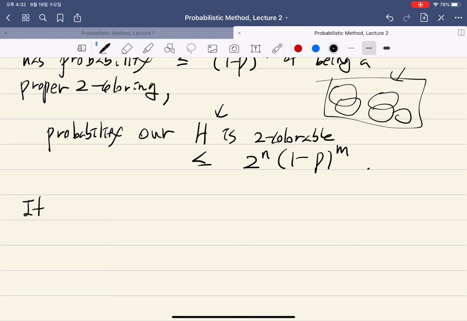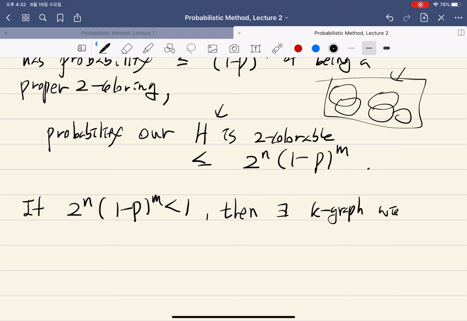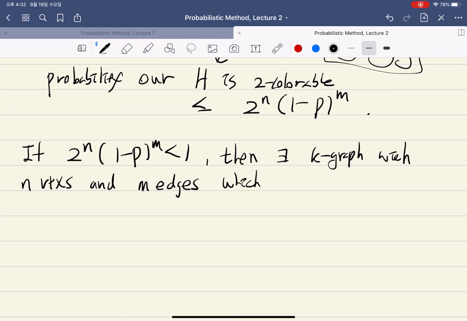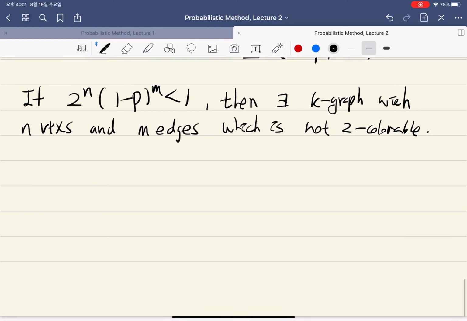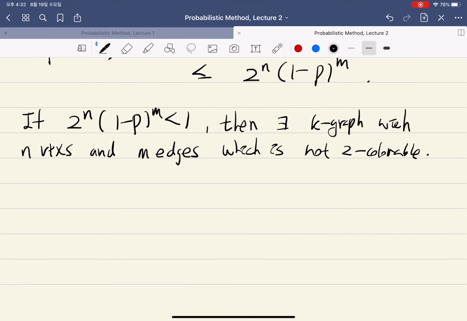So if 2 to the n times (1 minus p) to the m is smaller than 1, then there exists a k-uniform hypergraph with n vertices and m edges, which is not 2-colorable. So now what we only have to do is choose m and n in a nice way so that this holds and m is as small as possible.